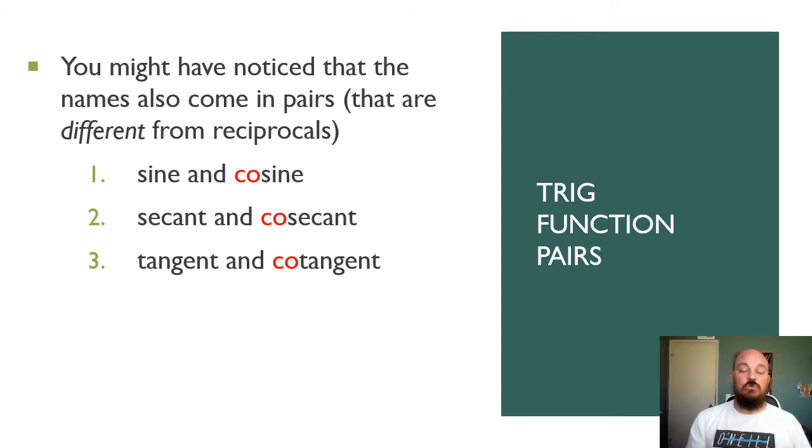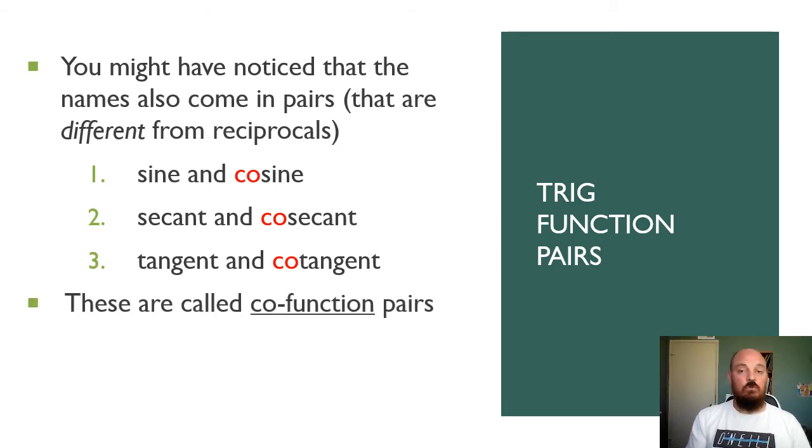Now these are our new trig function pairs we want to talk about today. They're not reciprocal, so make sure you don't get them confused. In fact, the easy one is tangent and cotangent. Those always go together. But sine and cosine, secant and cosecant are not reciprocals. What they're called is cofunctions, and that's what I want to talk to you guys about today.